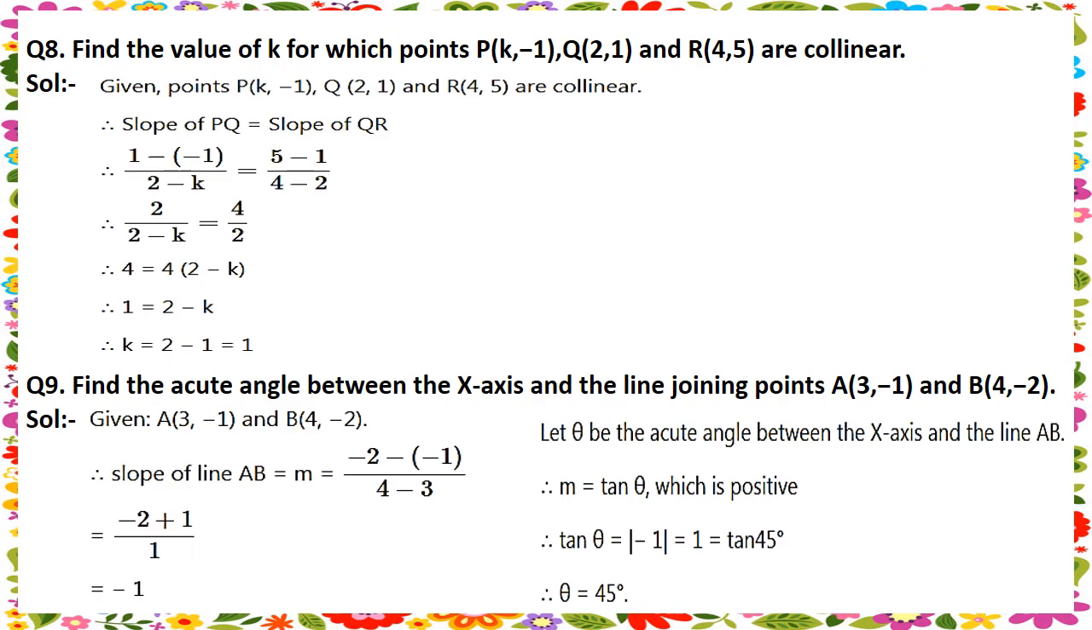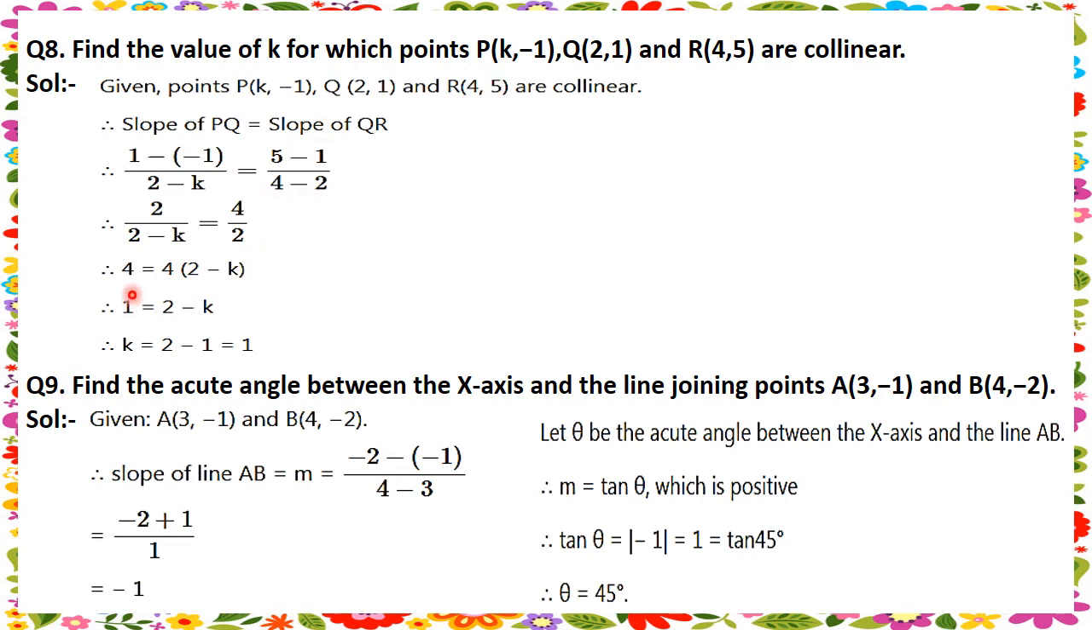Now question number 8. Find the value of k for which points P(k, -1), Q(2, 1) and R(4, 5) are collinear. We know that if the points are collinear, it means they lie on the same straight line. So the slope of PQ and the slope of QR will be the same. So the slope of PQ is given by the formula (y2 - y1)/(x2 - x1), that is (1 + 1)/(2 - k), which is equal to the slope of QR, that is (5 - 1)/(4 - 2), that is 4 upon 2.